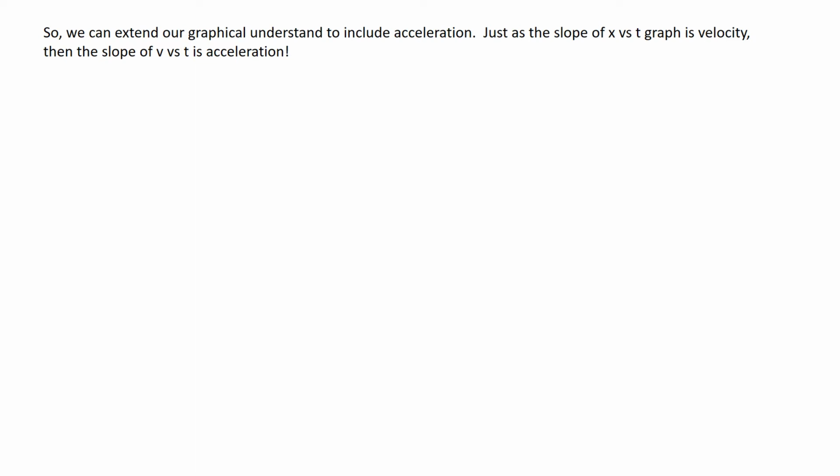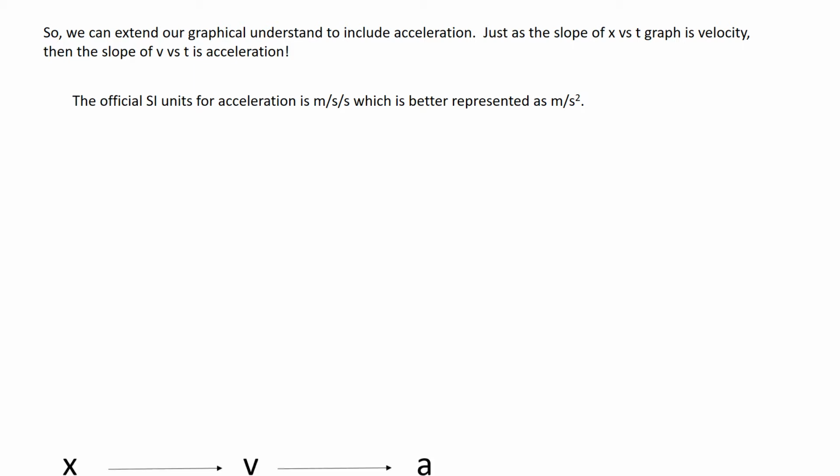So we can extend our graphical understanding to include acceleration. Just as the slope of an x versus t graph is velocity, then the slope of a v versus t graph is acceleration. It's going to be that direct. The official units for acceleration will be meters per second, which we better represent by meters per second squared.